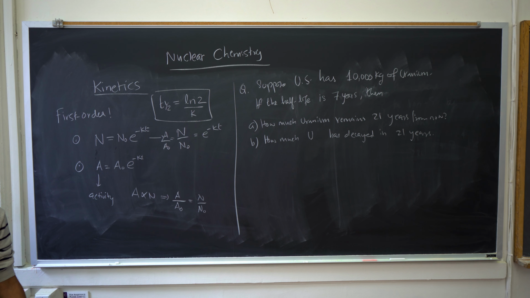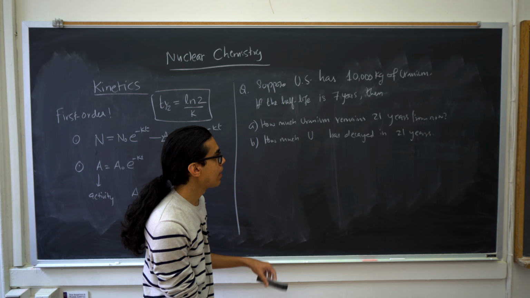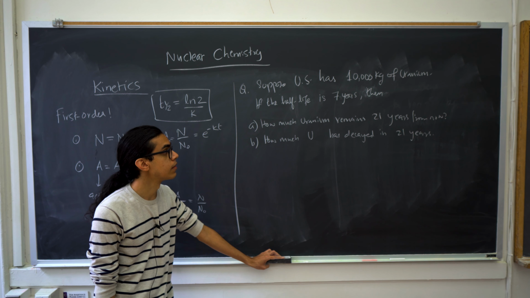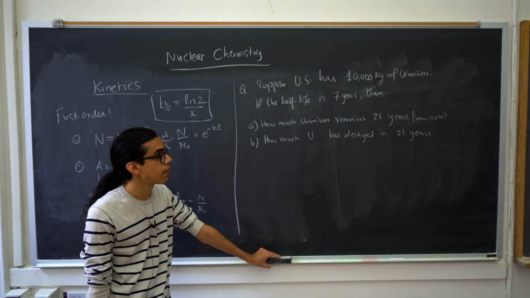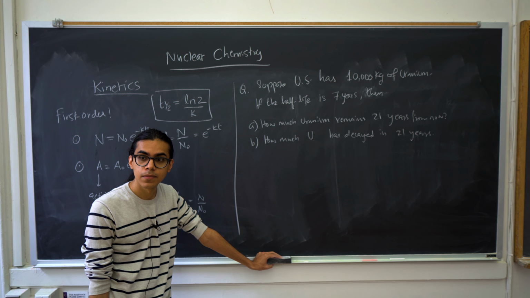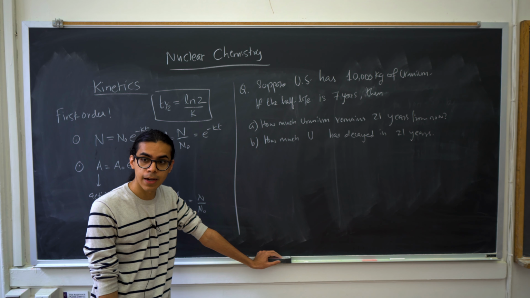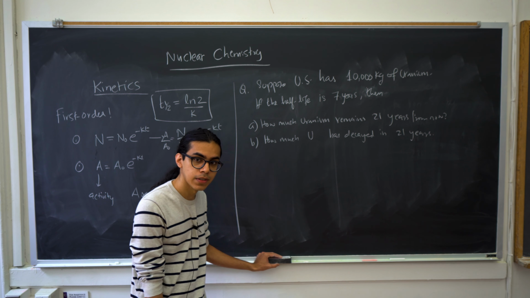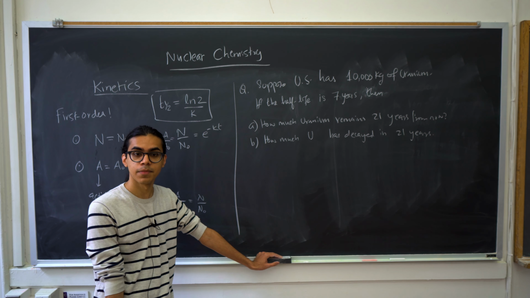This is a chemical kinetics question. You can use these equations to answer it, but there's an easier way. Do you see a curious relationship between 7 and 21? How many half-lives is 21 years? 3 half-lives. What happens after the first half-life? What amount of uranium do you have? 5,000, because it halves, right? Good. Give it another half-life. 2,500. Another half-life. 1,250. That's it. That's the answer.